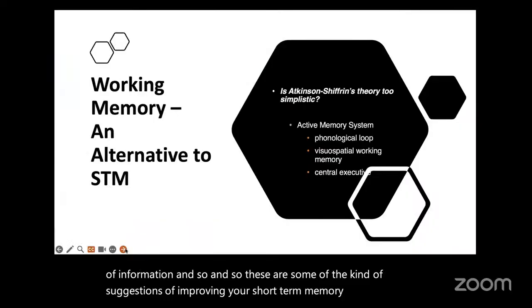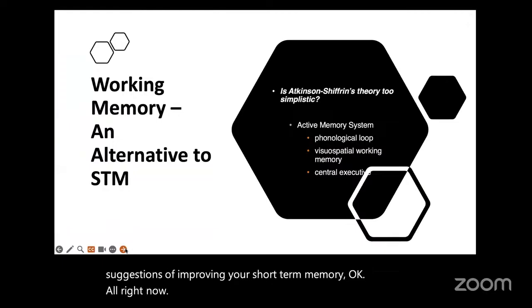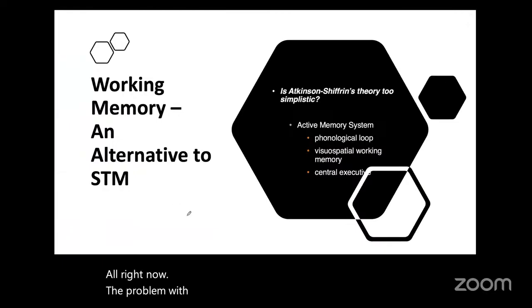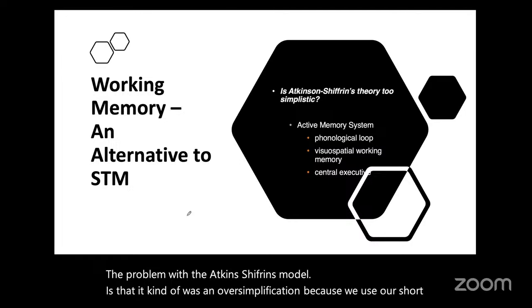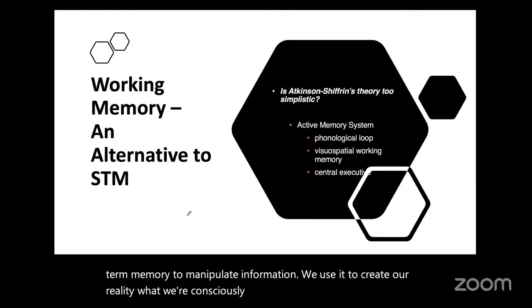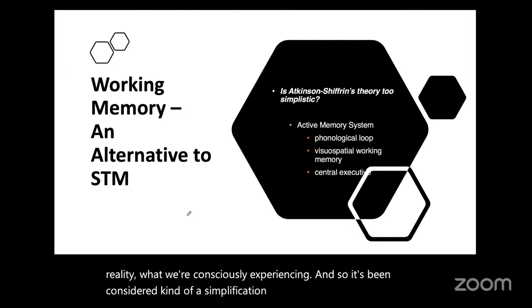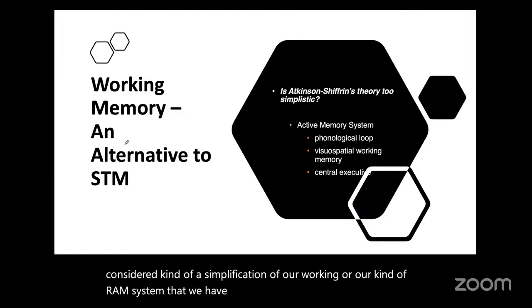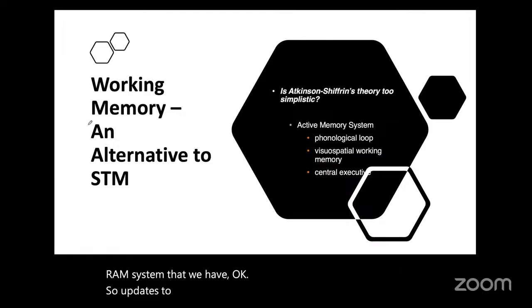Okay. All right. Now, the problem with the Atkinson-Shiffrin model is that it kind of was an oversimplification because we use our short-term memory to manipulate information. We use it to create our reality, what we're consciously experiencing. And so it's been considered kind of a simplification of our working or our kind of RAM system that we have. Okay. So updates to this has been known as what's called working memory.